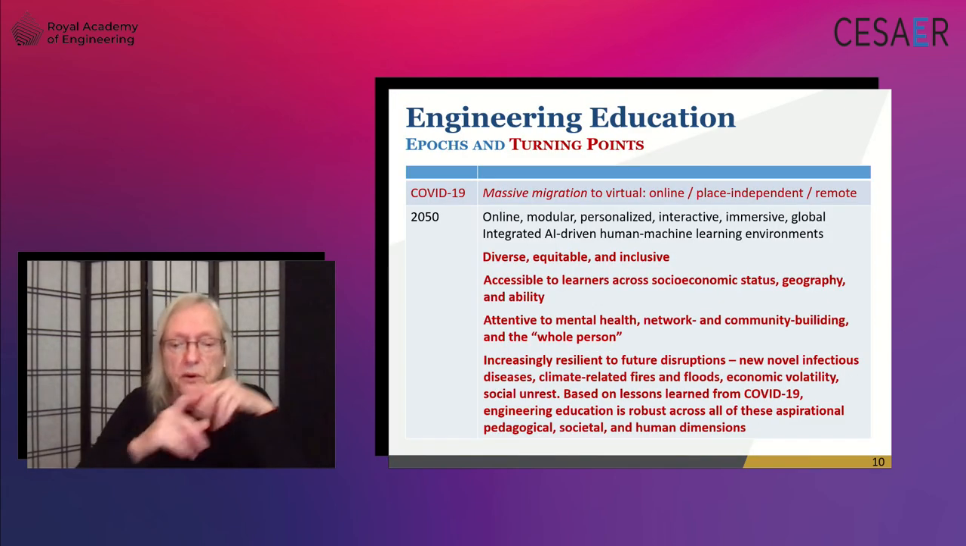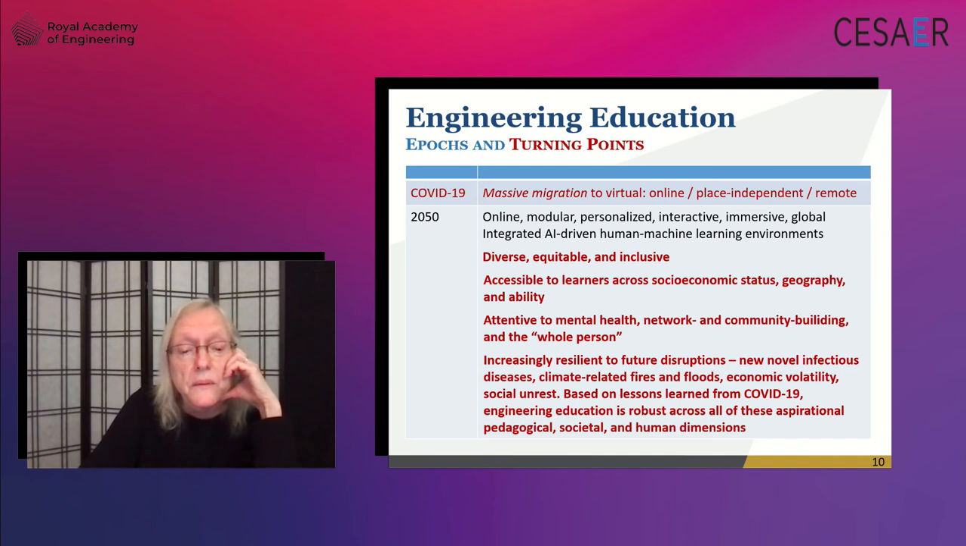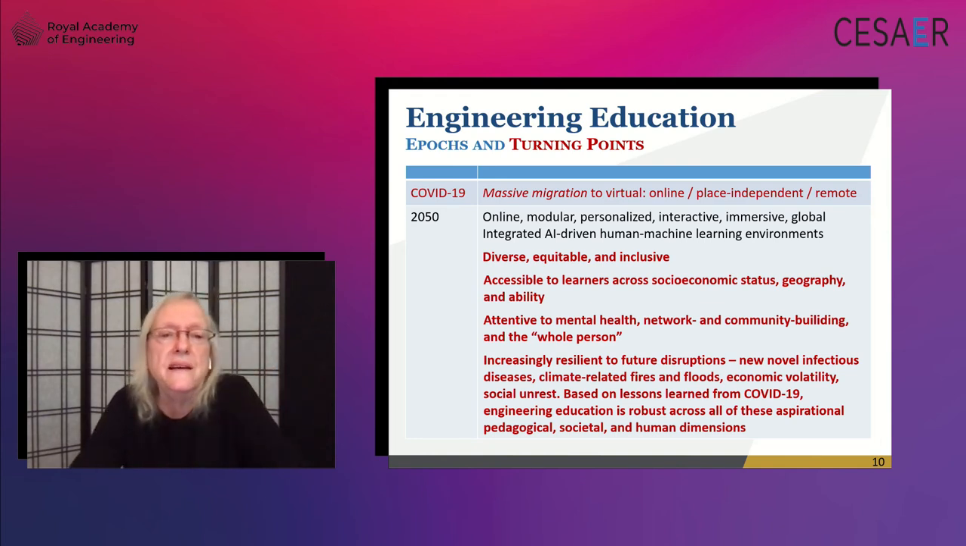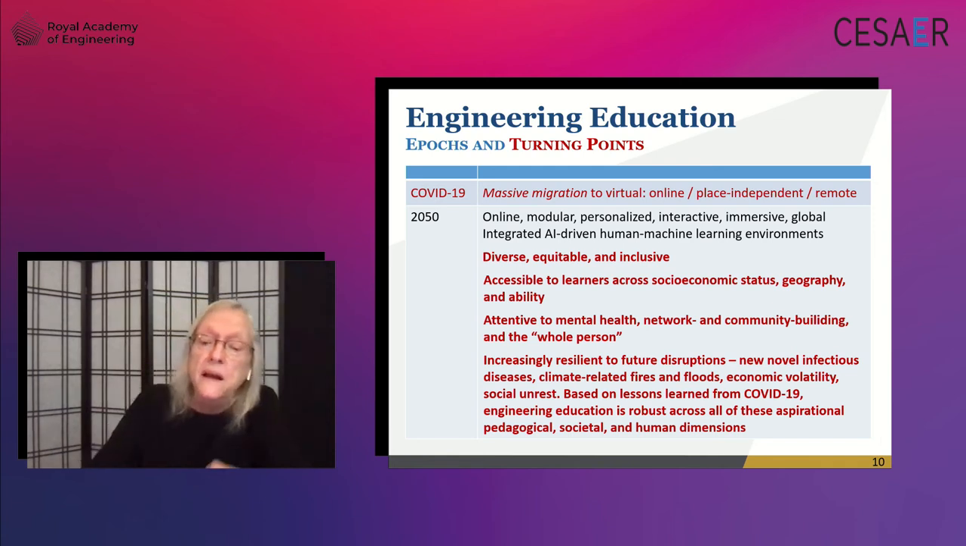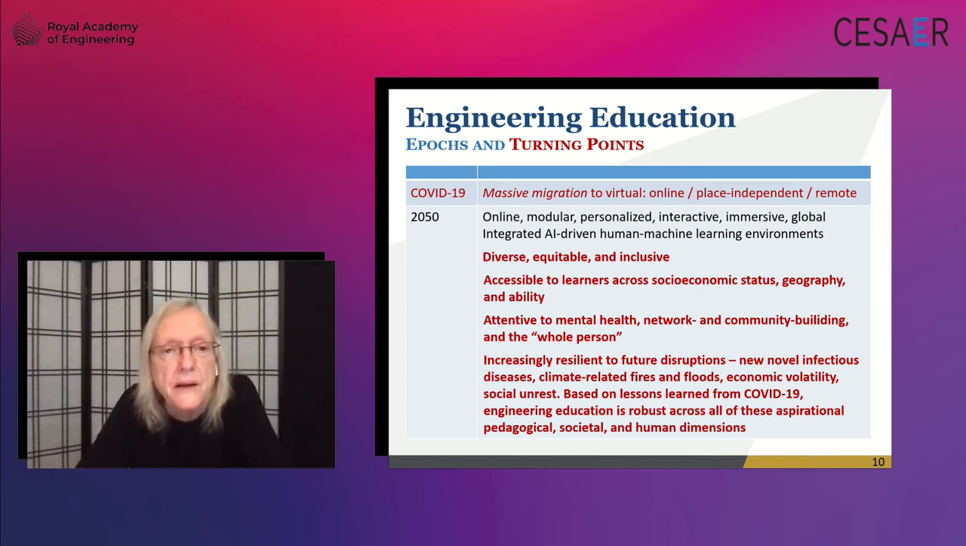And so I'm going to close coming back to the future and filling in the chart with an aspirational vision of engineering education in 30 years, with COVID-19 as a definite turning point that inspires us to take full advantage of the spotlight that the pandemic is shining on the things we have not succeeded in accomplishing to date. That in addition to having moved to online, modular, personalized, blended, interactive, immersive, and global education, and the integrated AI-driven human machine learning environments, engineering education will also be diverse, equitable, and inclusive.